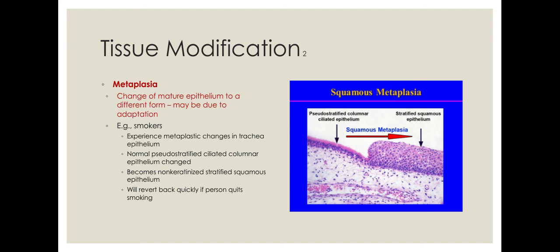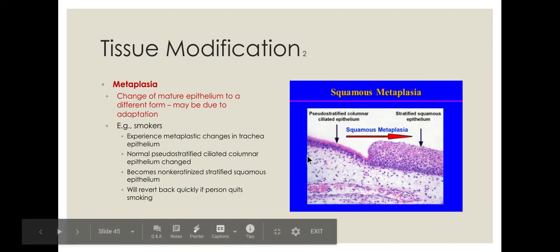A great example is in smokers. We're going to have this metaplastic change in the trachea epithelium. Normally, you've got this pseudostratified, ciliated columnar epithelial, and then it's going to change and become non-keratinized stratified squamous. And that's just sort of protecting that trachea as you're bringing in more irritants in the smoke that you're bringing into your lungs. This can change back quickly if a person quits smoking. It'll just go back to that ciliated columnar epithelial.